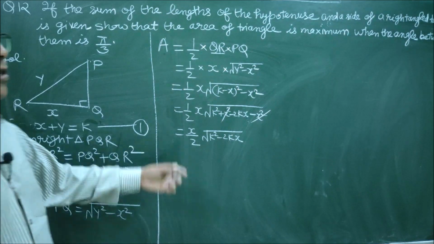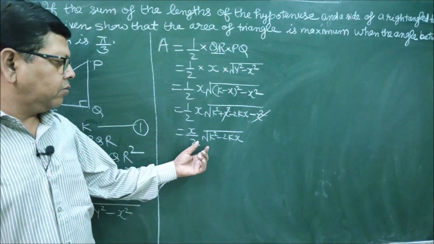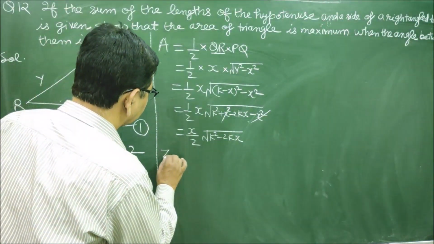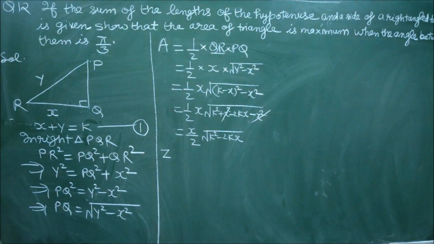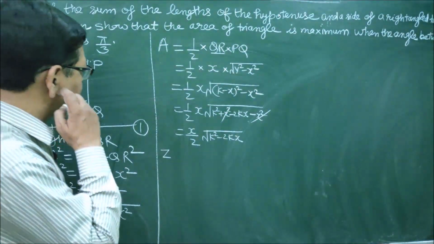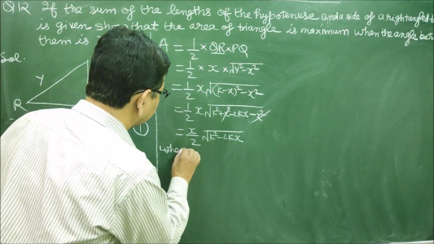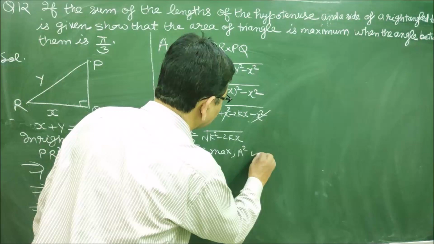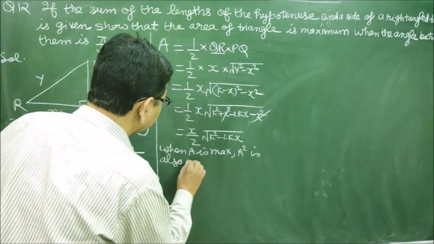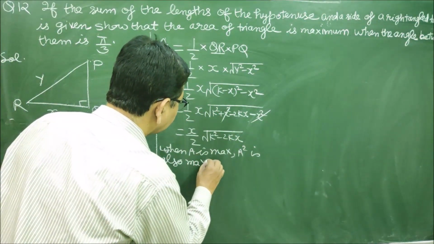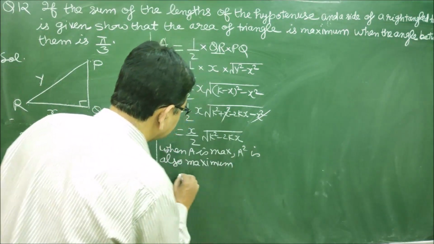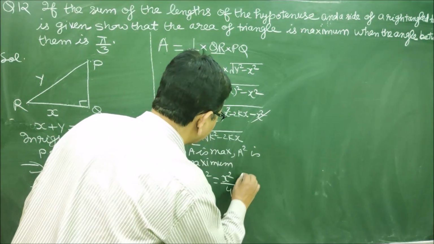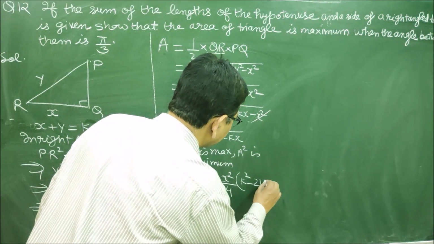Now to make the process of differentiation easier, let us square it. When A is maximum, A square is also maximum. So applying the condition on A square, let z be equal to A square, which is equal to x square upon 4 into k square minus 2kx.